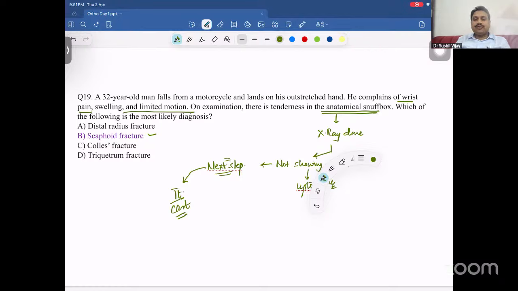That is why in scaphoid it is usually recommended that if you suspect an injury, put a plaster, wait for 2 weeks and repeat an X-ray again. Right? So I hope you understood this point. Question number 2.